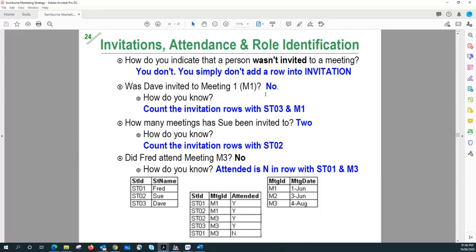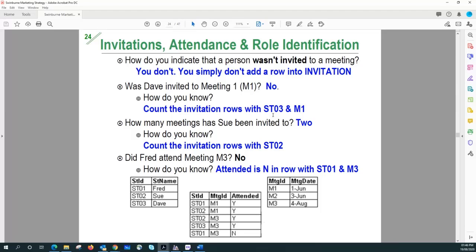For example, if they ask a question like, was Dave invited to meeting number 1? So for Dave and meeting number 1, do we have that combination ST03 and M1 here? ST03 and M1 is not there, right? So how do we know that he is not invited? How can you make sure? If this meeting entity had, for example, 1,000 rows, how can you know that Dave has not been invited?